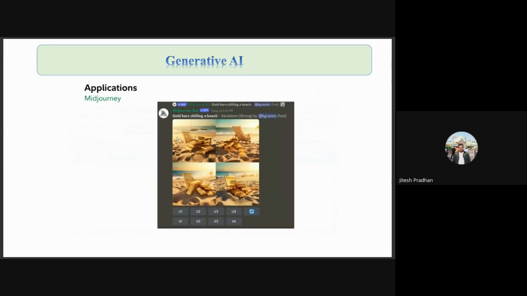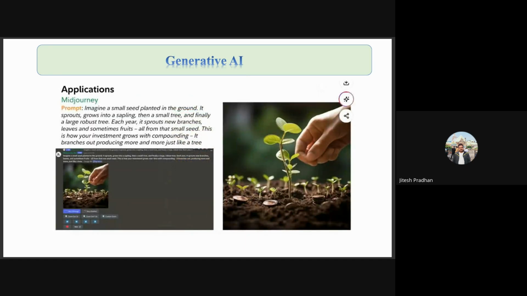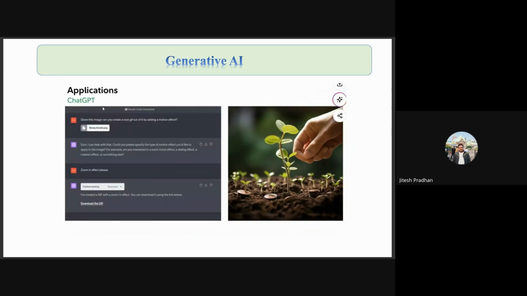It's another example, in Midjourney, where gold bars are chilling on a beach. The applications we have already discussed. This is a ChatGPT example where you can literally interact with the GPT.